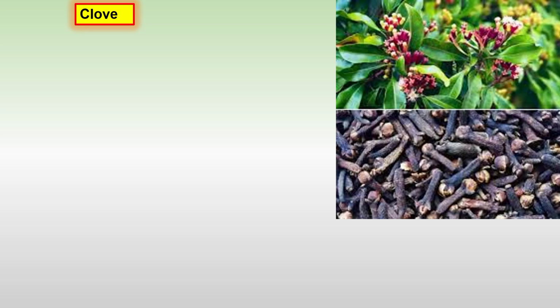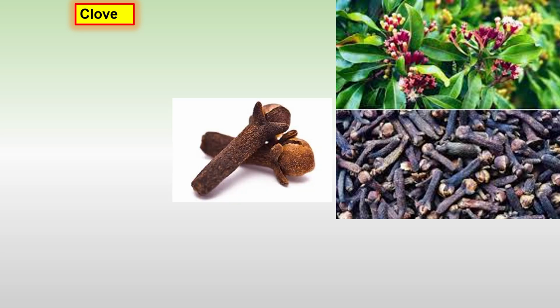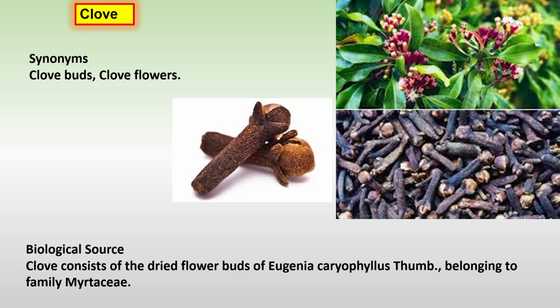Clove is a very interesting drug which is cultivated in our area. Our climate suits clove, and it is very costly and a very good business. Cultivation and processing also have many parameters to be considered for clove. Synonyms for clove: clove buds, clove flowers. Biological source: clove consists of the dried flower buds of Eugenia caryophyllus Thunb, the scientist name, belonging to the family Myrtaceae.